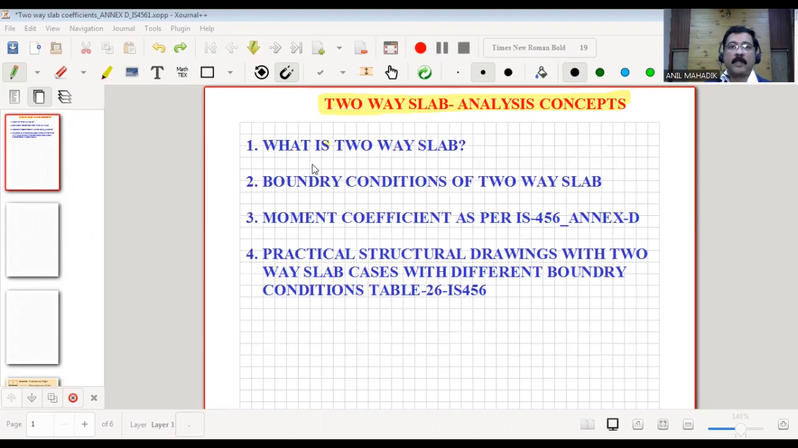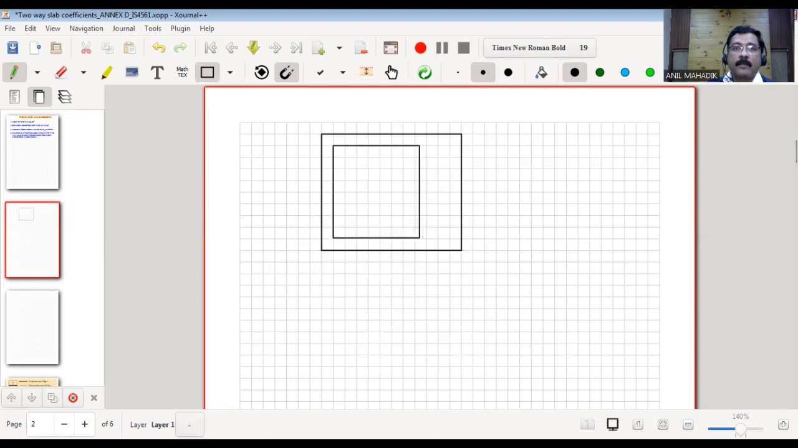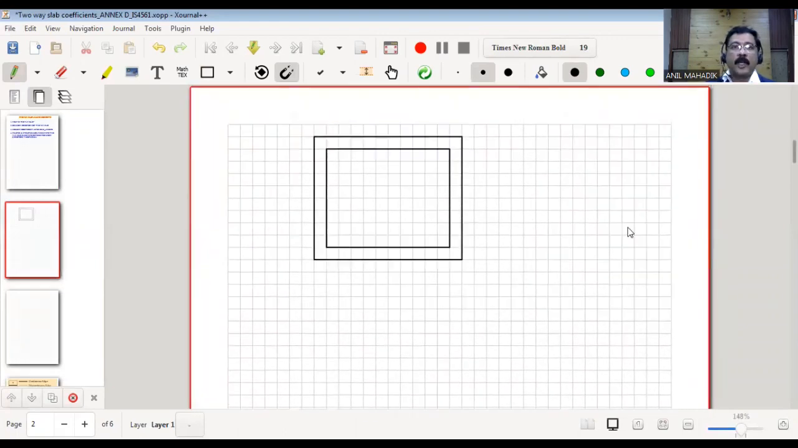So first question is what is meant by two-way slab? So let's discuss this. Let's take an example of one slab. So let's see what is meant by two-way slab first. There are two conditions for two-way slab. One is that for two-way slab, there has to be beams on all four sides.